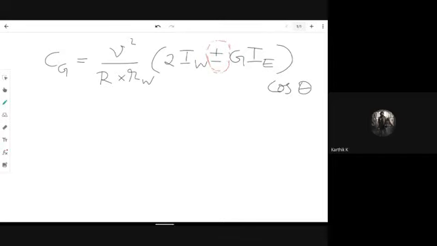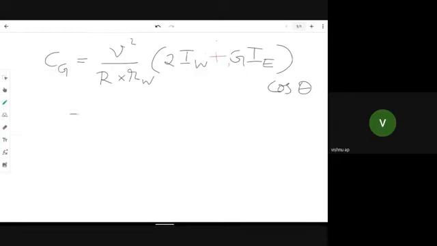With respect to this particular question, it says the speed of engine flywheel is 5 times that of road wheels and in the same direction. That means the rotating parts of the engine, the flywheel, and the wheels are both rotating in the same direction. Which is the sign that we have to take here? Plus. So the sign that we can directly take here is plus.